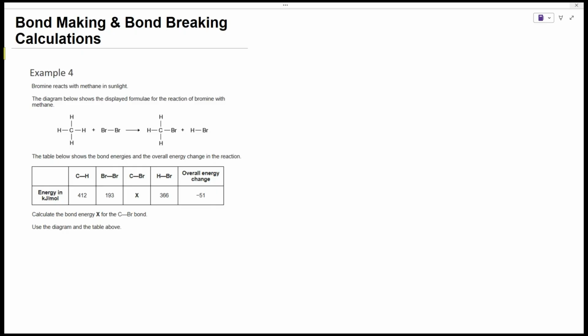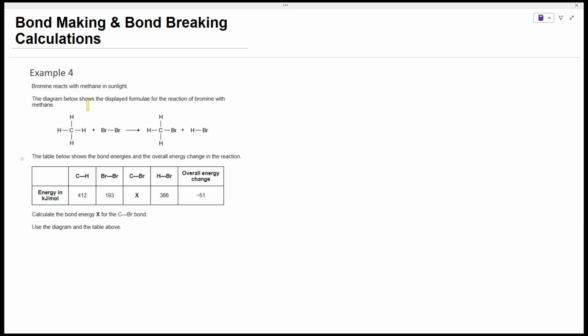So we've got bromine reacting with methane in sunlight. The diagram below shows the displayed formulae for the reaction, and the table below shows the bond energies. Obviously the unknown one we're trying to find is the carbon to bromine bond. So that's the unknown. Now the eagle-eyed amongst you will notice that that bond is part of the products here. That's important because when I do this calculation, I've got to ensure that this is a minus x. We're going to look at the relevance of that and how we're going to approach this in a second, but that's the premise of what I'm going to do.